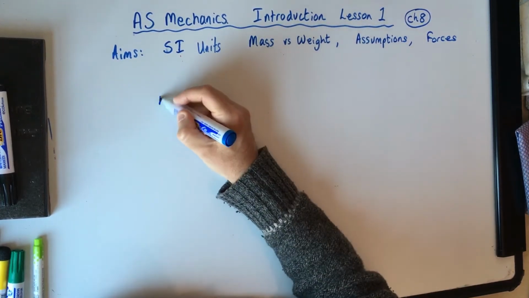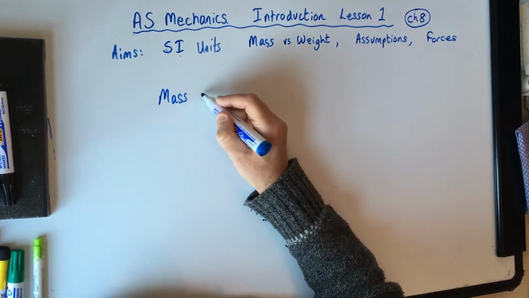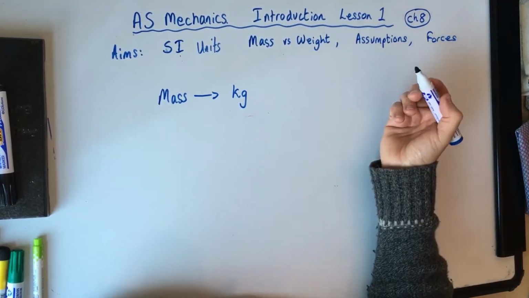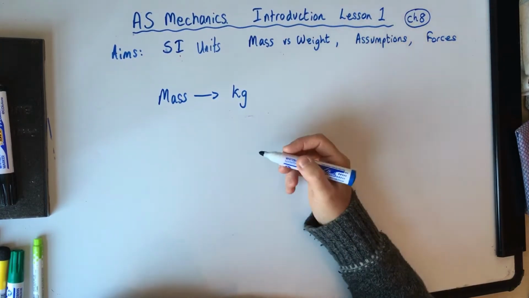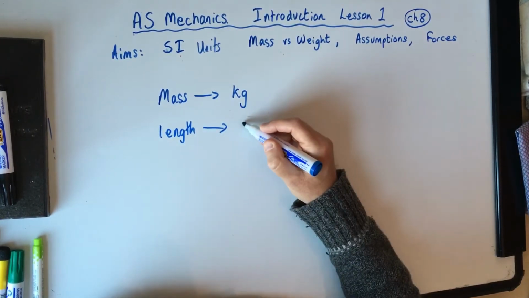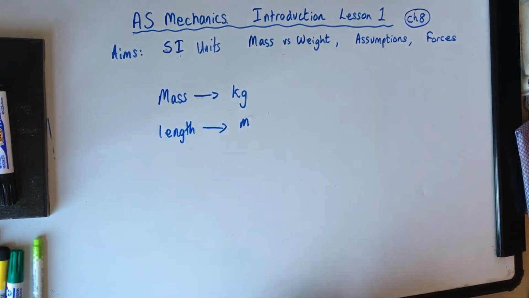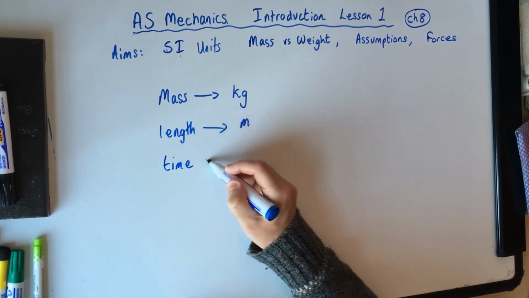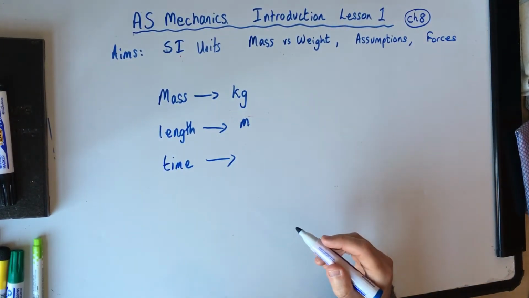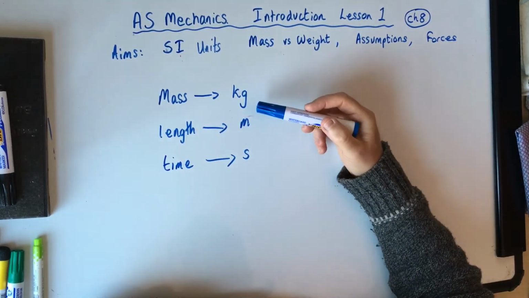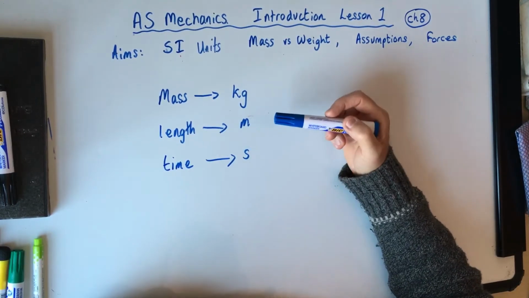The SI units that we're going to use throughout mechanics are, for mass, kilograms. So we're only going to use kilograms. If you get a question with grams in, change it to kilograms. For length or distance, it's going to be meters. So if you get anything in kilometers or centimeters, change them to meters. And for time, if you get anything in hours or minutes, change them into seconds. So those are the SI units that we're going to use. In all of the questions, we're going to use kilograms, meters and seconds.